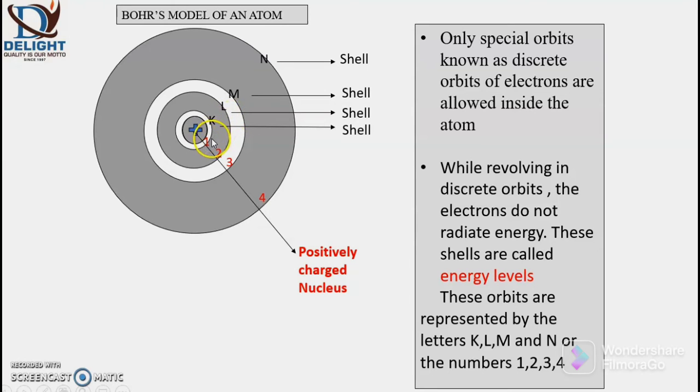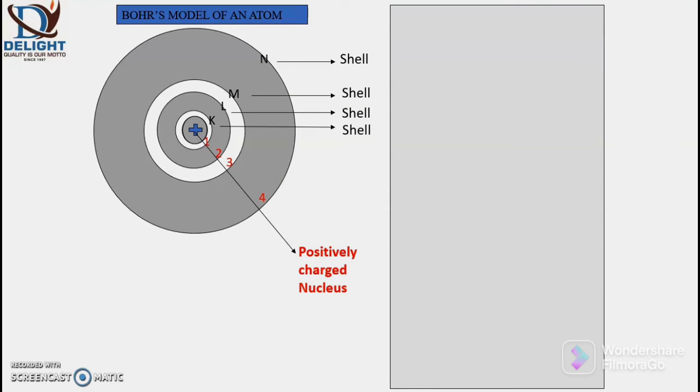Now it has more energy, so it will jump to the next shell. This is how, while jumping to the next shell, it can radiate a little bit of energy. But while revolving around the nucleus, it doesn't radiate energy. So that was explained by Bohr's model of an atom. Now these orbits are represented as KLMN and the numbers 1, 2, 3, 4 that we have already discussed.